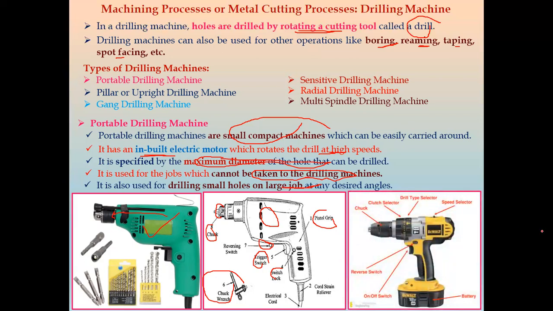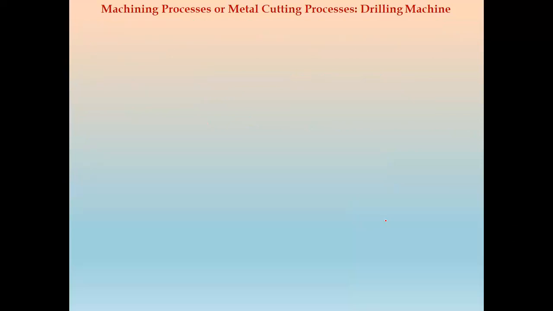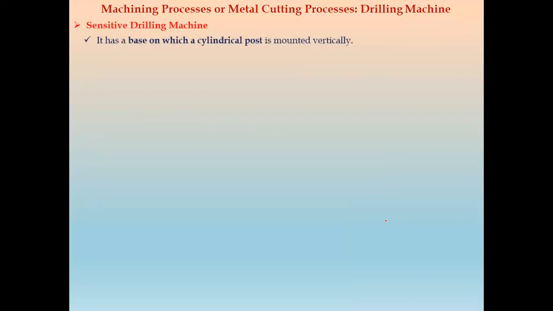Okay, so this is a diagram of a portable drilling machine. Now some of the drilling machines are again battery operated. So the battery power supply is supplied to the electric motor, and the operation can be done. Or sometimes we require a direct power supply. So this is one of the drilling machines, that is the portable. Now we'll see the second type of drilling machine, that is called the sensitive drilling machine.